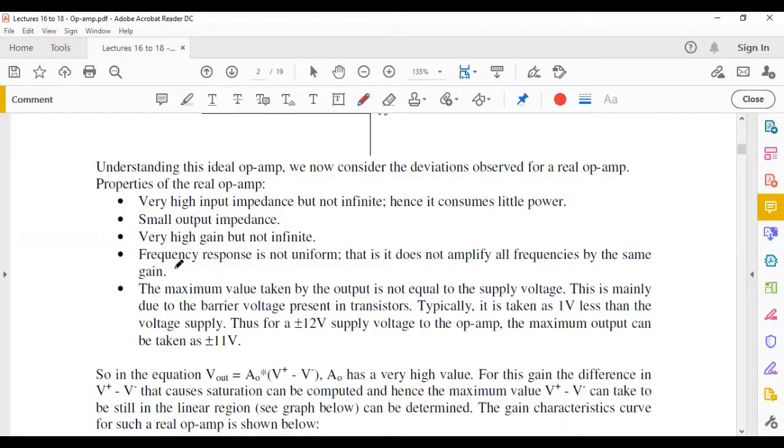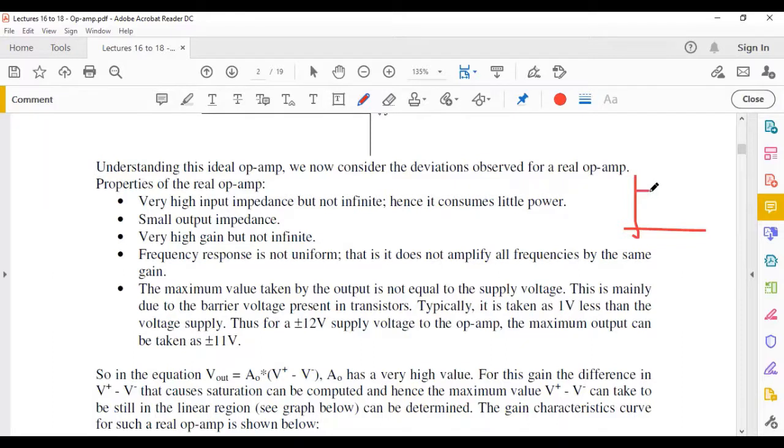Now, we've talked about the frequency response as well. The frequency response for an ideal op-amp was uniform, meaning all frequencies are amplified by the same amount. But for a real op-amp, we find that the frequency response is not uniform. Typically, as you start increasing the frequency, the gain will start dropping. If I want to draw a characteristic, we'll look at that later.